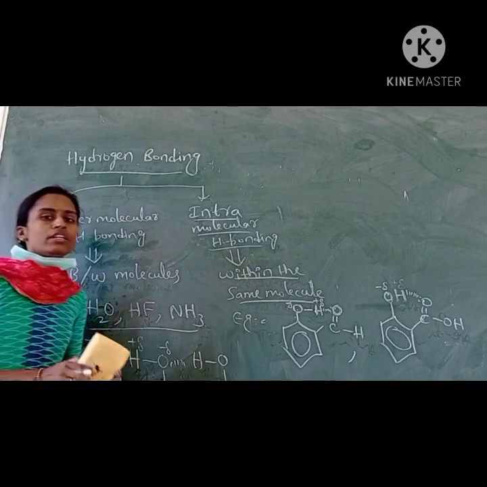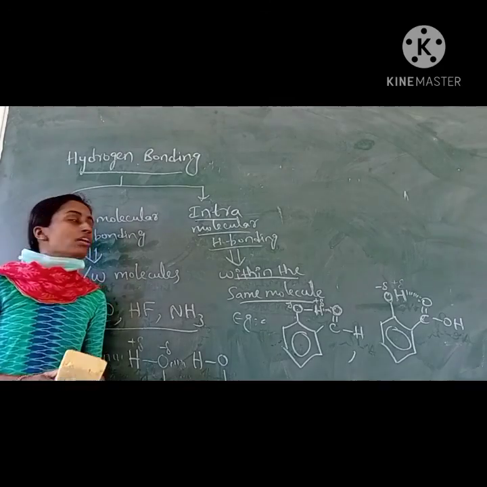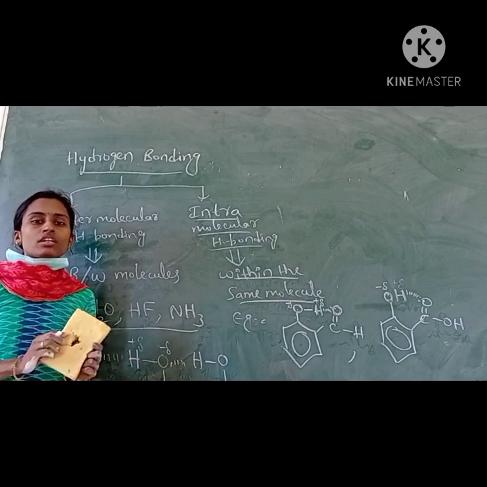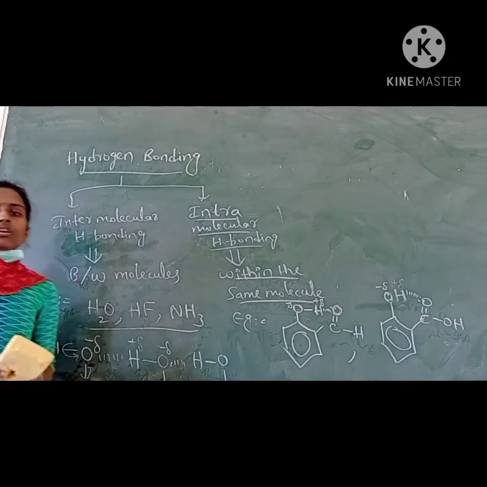So we have seen coordinate covalent bonding and hydrogen bonding. These two are important for the 4 marks.